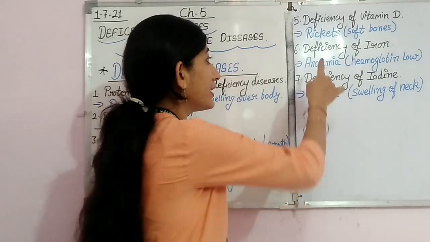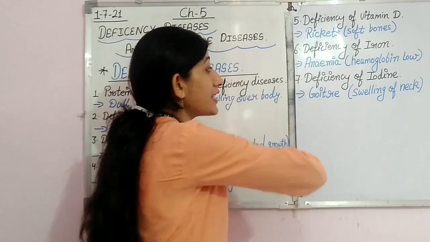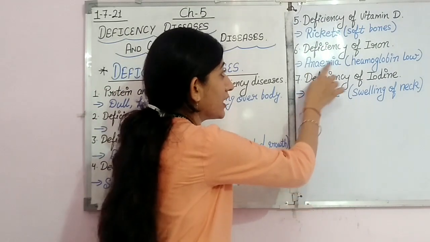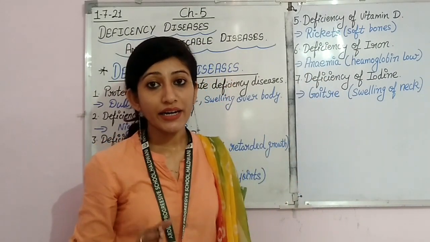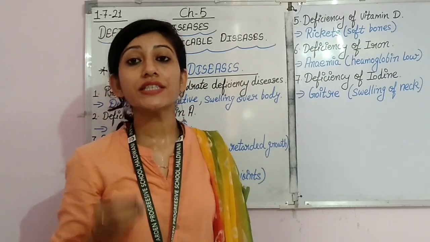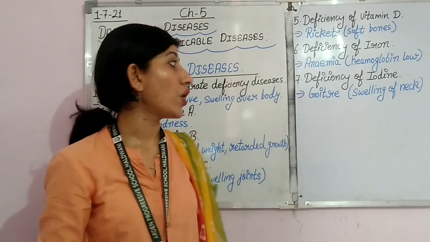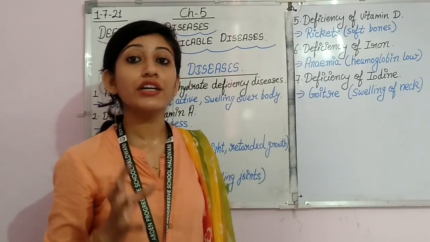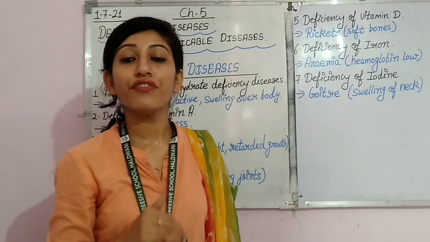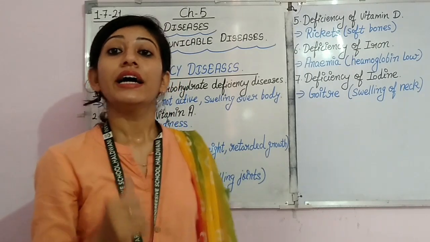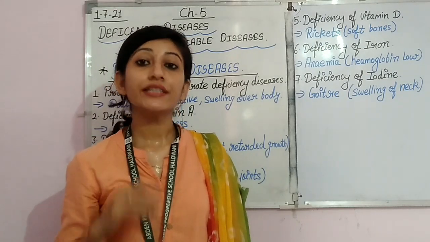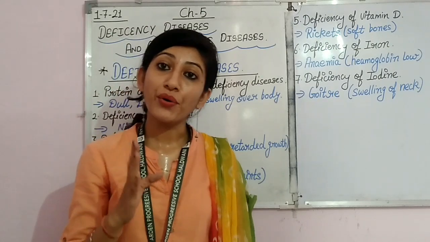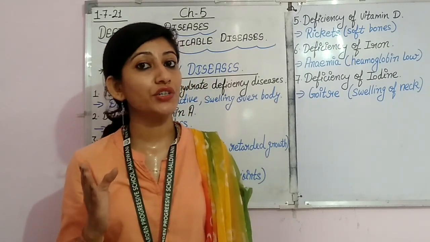Okay? Then another disease that occurs due to the deficiency of iron is anemia. Anemia occurs due to the deficiency of iron, and you all know that our blood contains iron. So in our blood there is hemoglobin. I hope that you have all heard this word at your home.